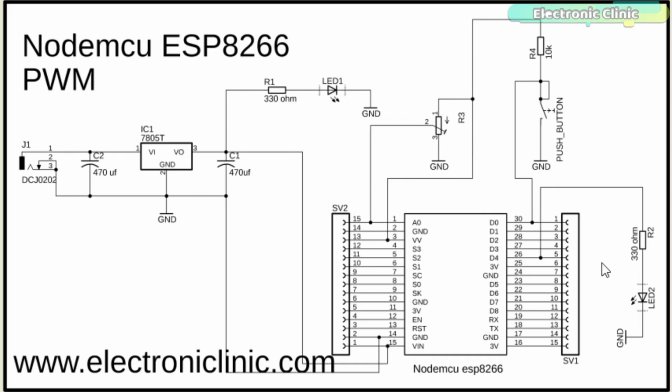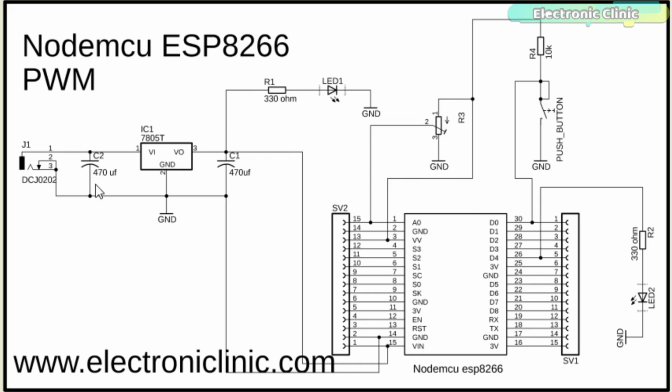An LED is connected with the digital pin D4, which is the GPIO pin 2 and is also the PWM pin. A push button is connected with the digital pin D0 of the Nodemcu ESP8266 Wi-Fi module and is used to turn off the LED. The metal leg of the variable resistor or potentiometer is connected with the analog pin A0 of the Nodemcu module, while the other two legs of the variable resistor are connected with 3.3 volts and ground.